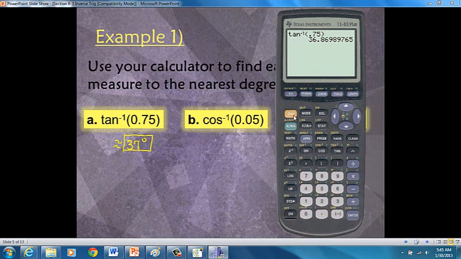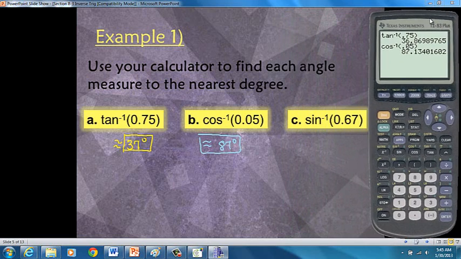Okay, for the next one, the angle whose cosine is 0.05. Second cosine, 0.05. That angle must be approximately 87 degrees. And the angle whose sine is 0.67, we end up with an angle of 42 degrees.